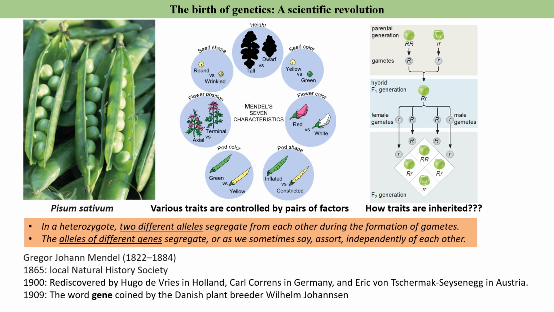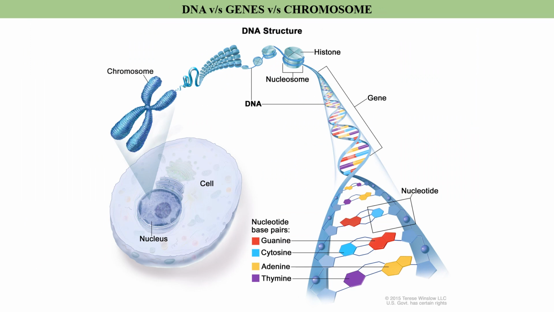So the birth of genetics, the father of genetics is, as we all know, Gregor Mendel. But after all this discovery, we come to know about various terminologies like chromosomes, DNA, genes, allele, genome, etc. So I'll be clearing these all in the next slide. So here is the basic diagram of DNA versus genes versus chromosome. As you can see, here is a cell, nucleus.